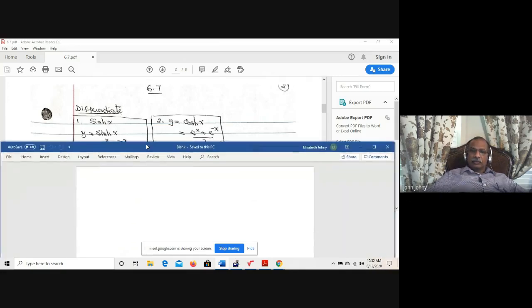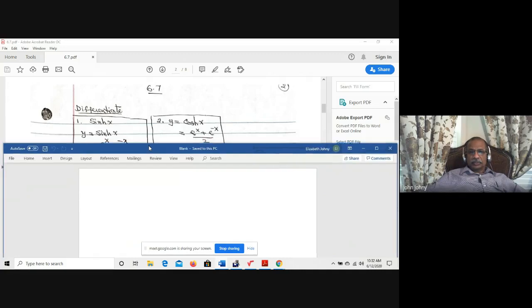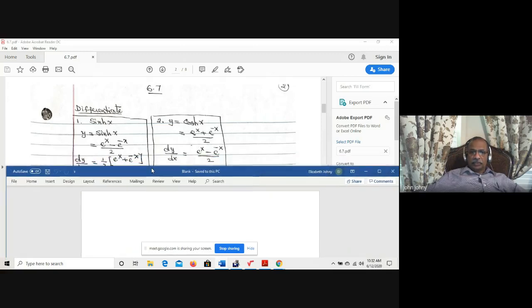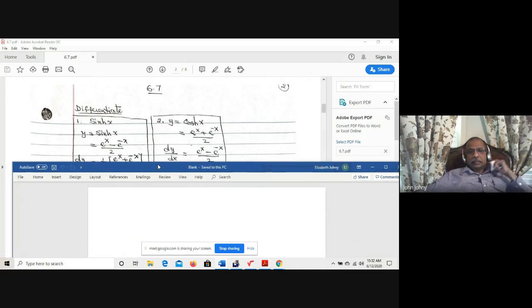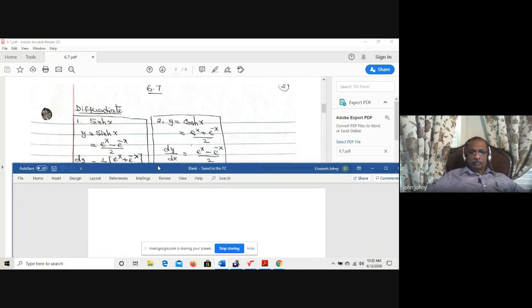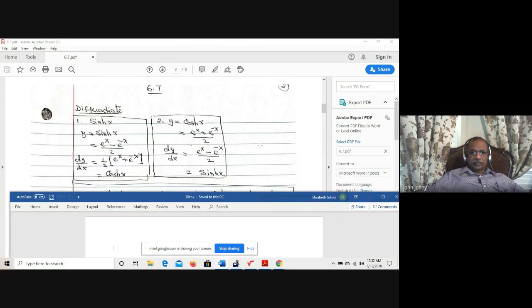And the derivative of cosh x: y is equal to cosh x, that is equal to (e to the x plus e to the negative x) divided by 2. When you differentiate, you get dy over dx is equal to (e to the x minus e to the minus x) divided by 2, because the derivative of e to the x is e to the x, plus e to the negative x times negative 1. So that becomes a negative. So that's the same as sinh x.